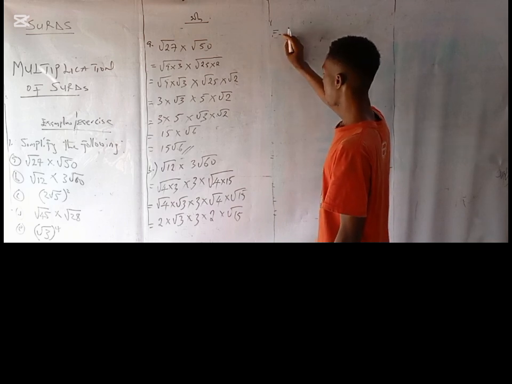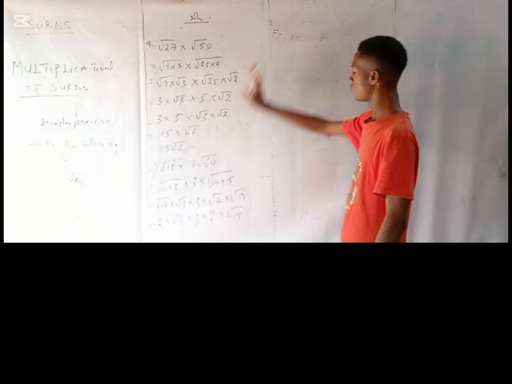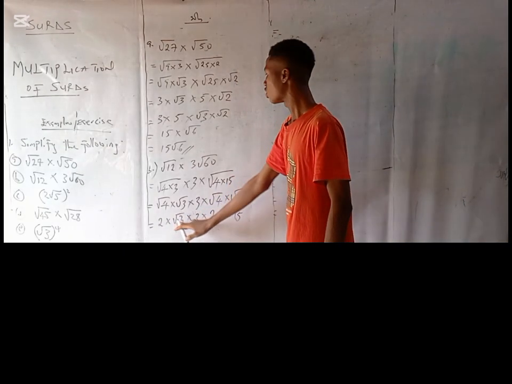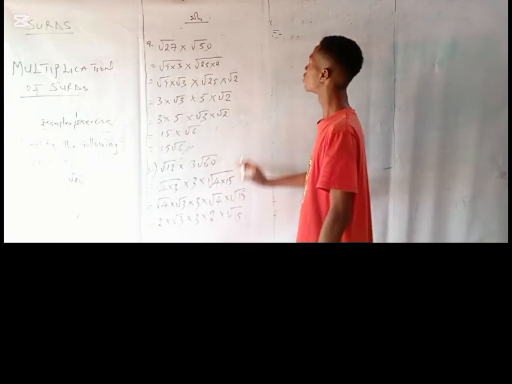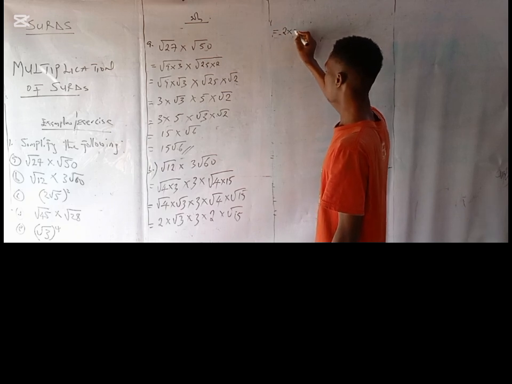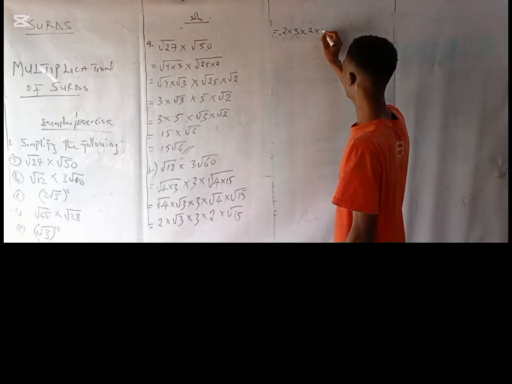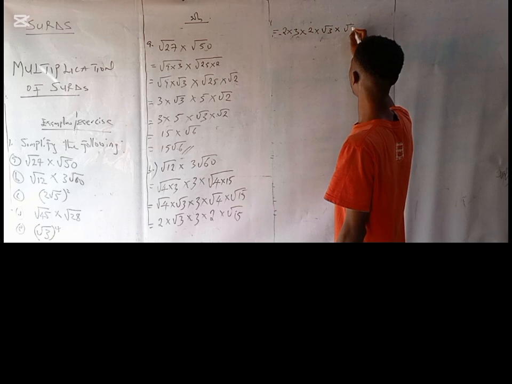What we do next is to take whole number and whole number, then surd by surd. Whole number by whole number, surd by surd. So we have it as 2 times 3 times 2, that's 2 times 3 times 2, times the surds there, root 3 times root 15.